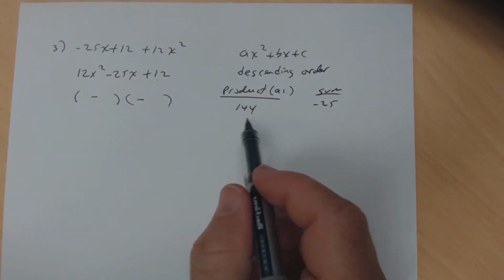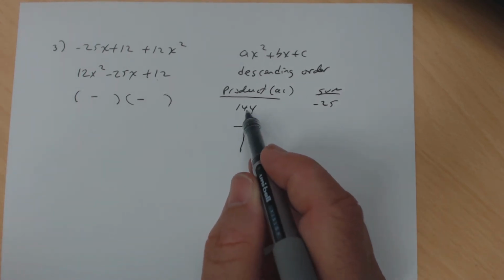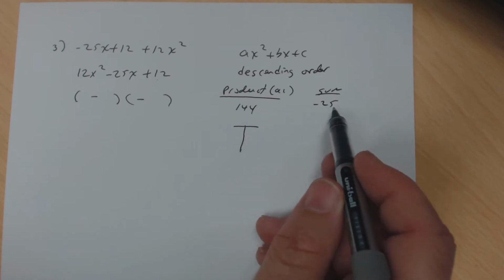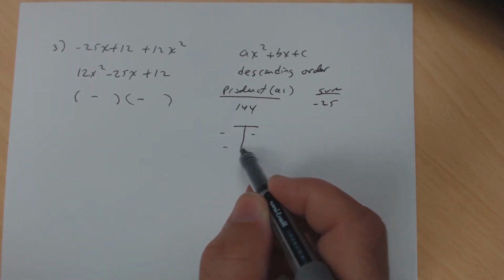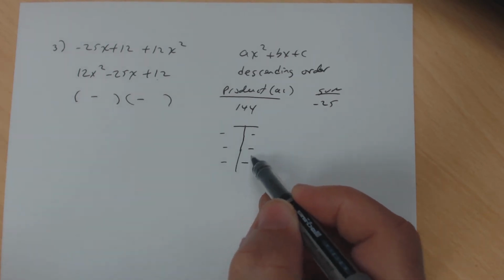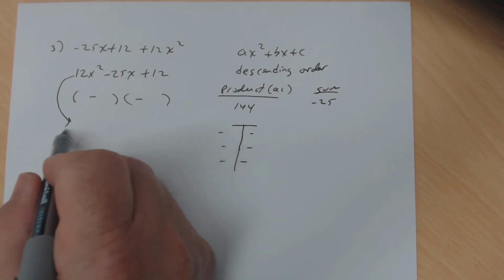So when I do this product, and I find two numbers whose product is positive 144 and whose sum is negative 25, the only way that can happen is if they're both negative. So as we go through this, they all have to be negative. Okay? All right, so let's just go ahead and rewrite this.